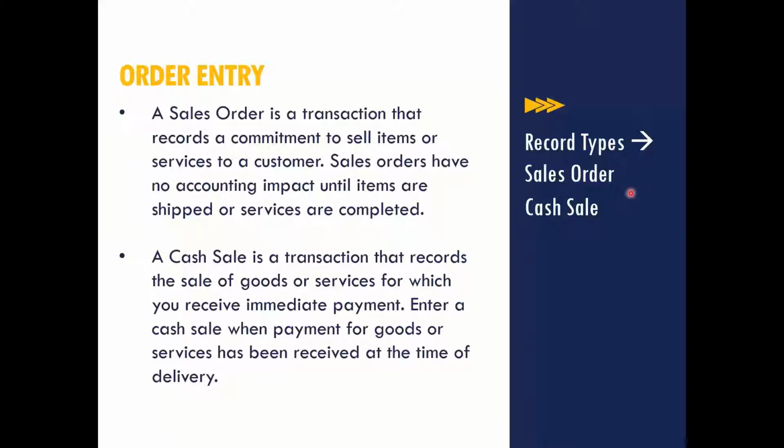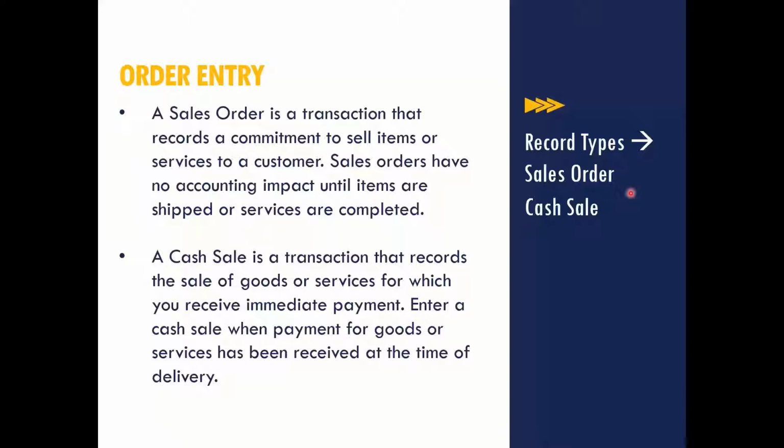So a sales order is a transaction that records a commitment to sell items or services to a customer. Sales orders have no accounting impact until items are shipped or services are completed. So that's an important distinction between these 2 record types. And I'll also point out that pretty much any time you have a record in NetSuite that ends with the word order, that record does not have a GL impact. All of the downstream transactions from that record are going to have the GL impact.